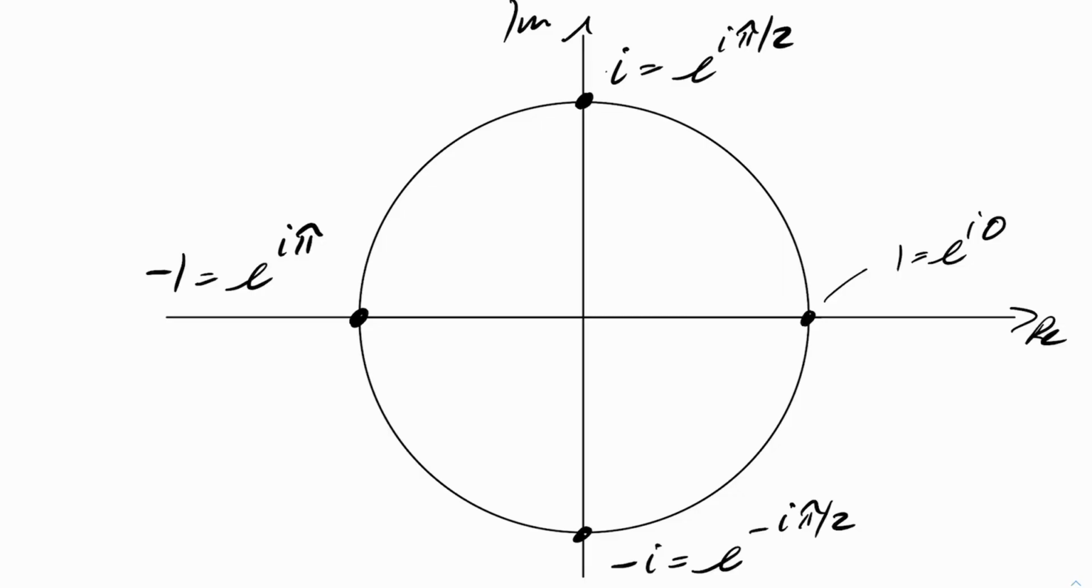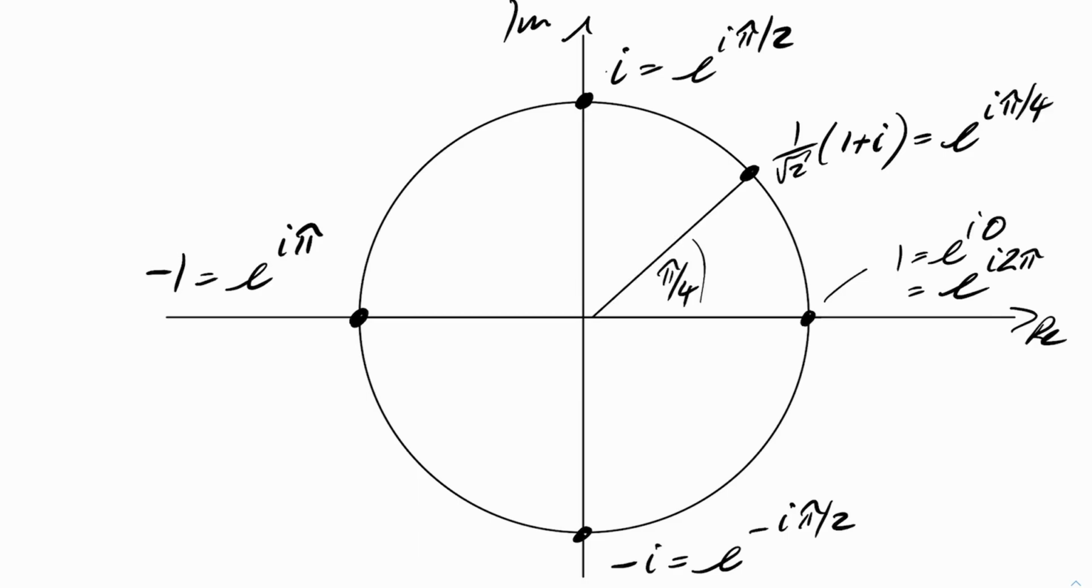So in fact, number 1 is also equal to e to the I times 2 pi. Similarly, other numbers on the unit circle, if I take the number 1 over root 2 times 1 plus I, then that's e to the I pi by 4. So some very special numbers emerge once we have the complex form of the exponential.